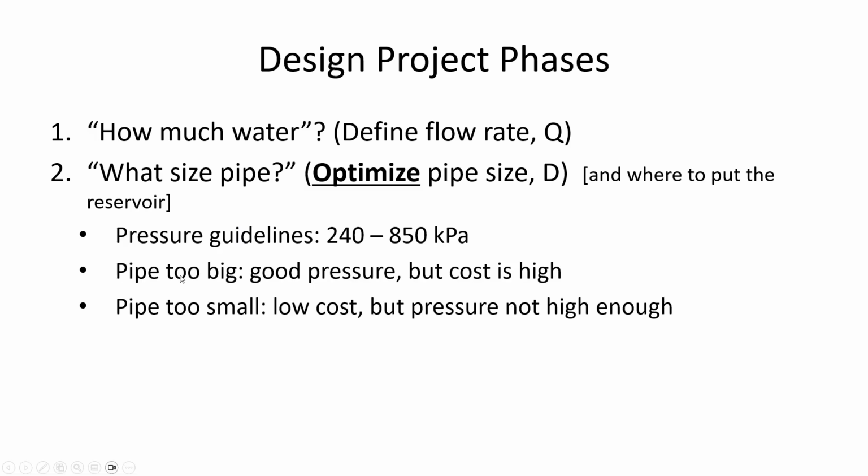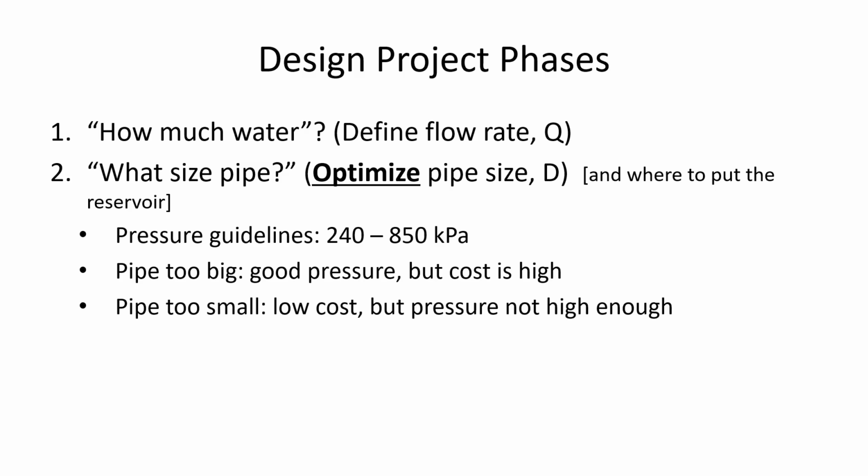So if the pipe's too big, then you'll have plenty of pressure in the network, but it's expensive, unnecessarily costly if you make the pipe oversized. And if the pipes are too small, then you're not achieving the minimum pressure threshold. And the reason why you need a minimum pressure threshold is to ensure that there's no backflow into the pipe network, because if the pressure is too low, then contamination can get into the pipe.